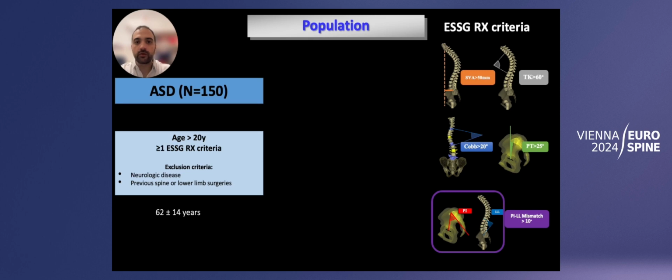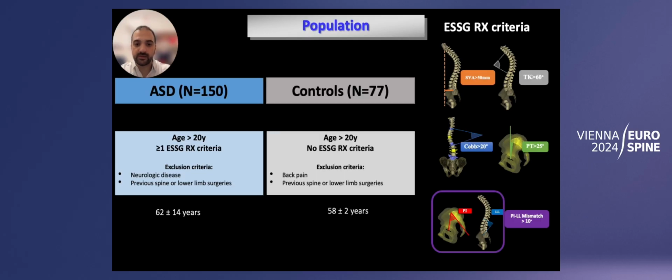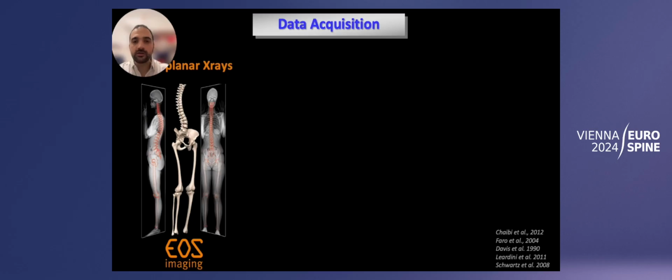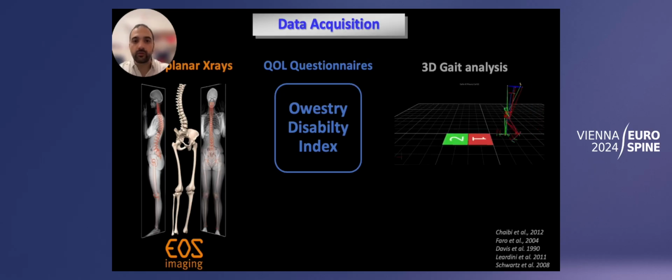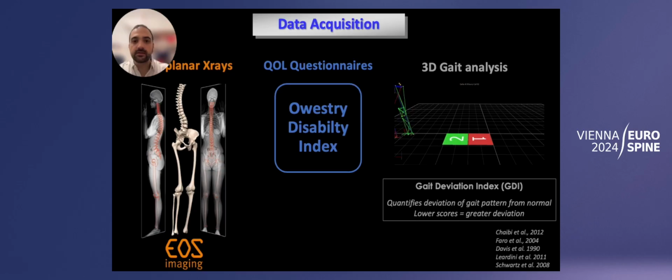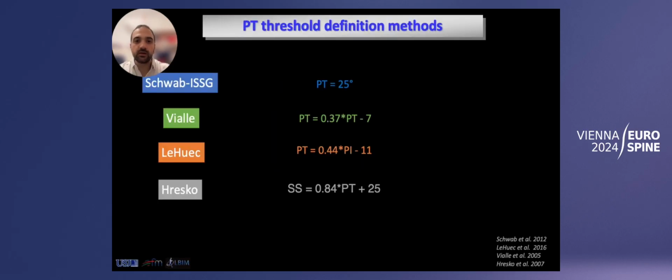Our study included 150 subjects with ASD meeting at least one of the ESSG radiographic criteria and a control group of 77 subjects. All subjects underwent EOS biplanar imaging, filled out the Oswestry Disability Index Quality of Life questionnaire, and underwent 3D gait analysis. This analysis allowed the calculation of the gait deviation index, which quantifies deviation of the patient's gait pattern from the normal population. The Schwab ISSG, Vial, Loeck, and Resco pelvic tilt cutoff values were used.